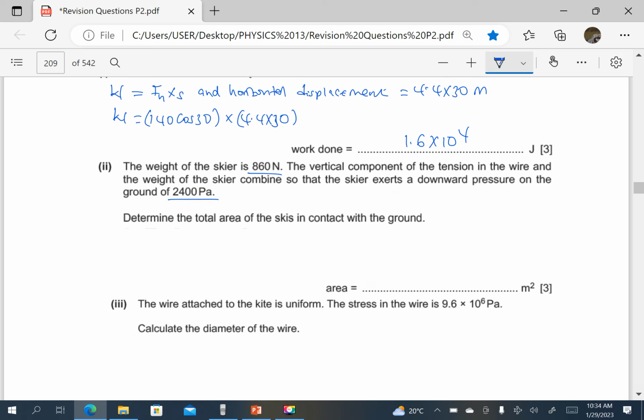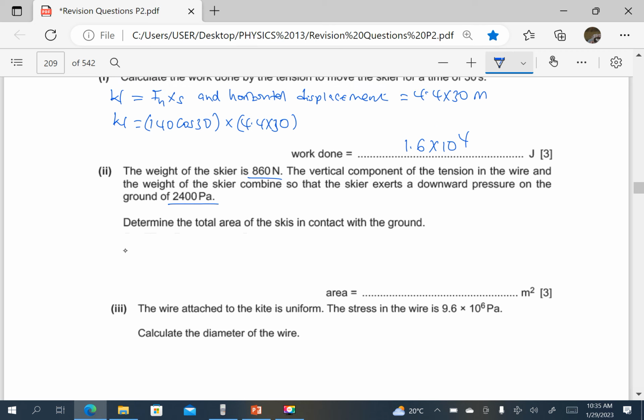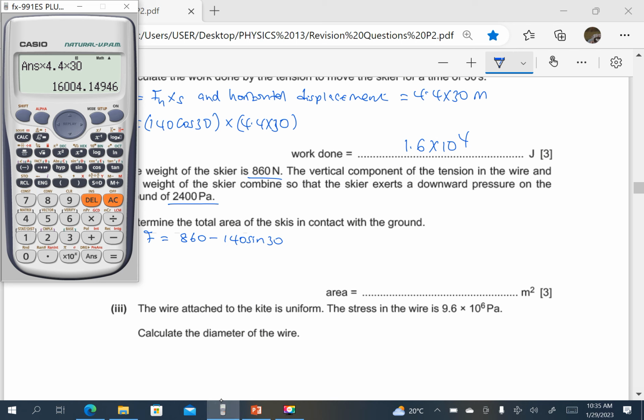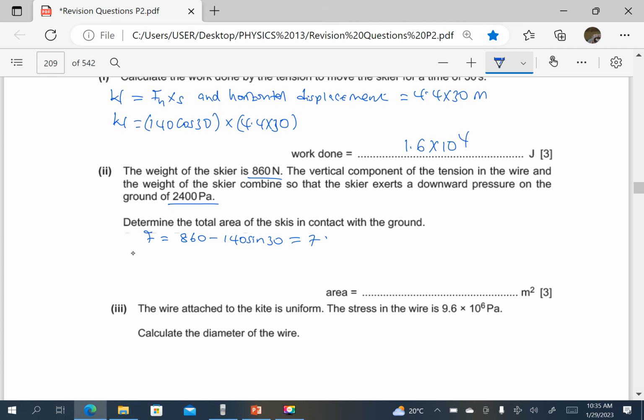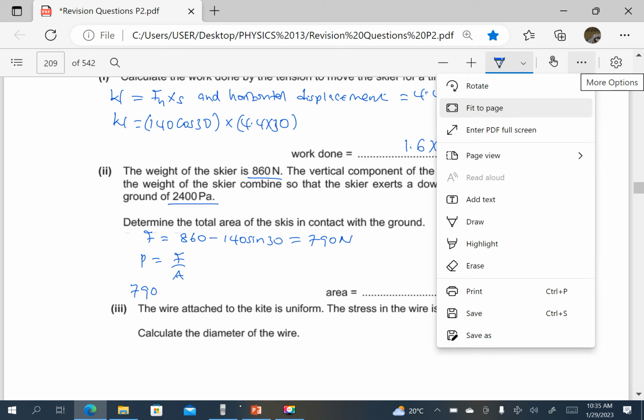So which force exerts a pressure of 2400 pascals? The force which exerts pressure is going to be 860 downwards minus the component of the tension upwards, which is 140 sine of 30. And I think 860 minus 140 sine 30 is 790. So that is the force which exerts a pressure. And pressure is equal to force over area. So 790, sorry, that is not the pressure.